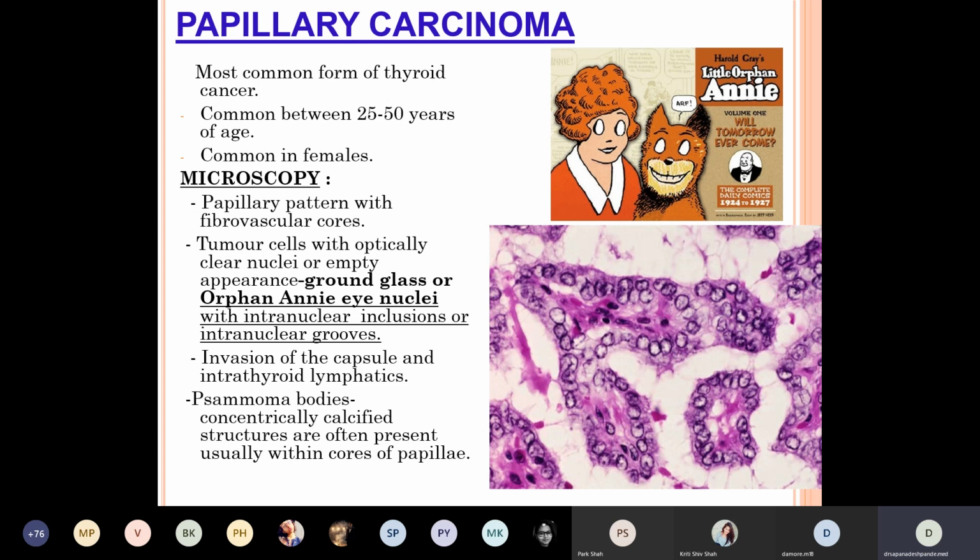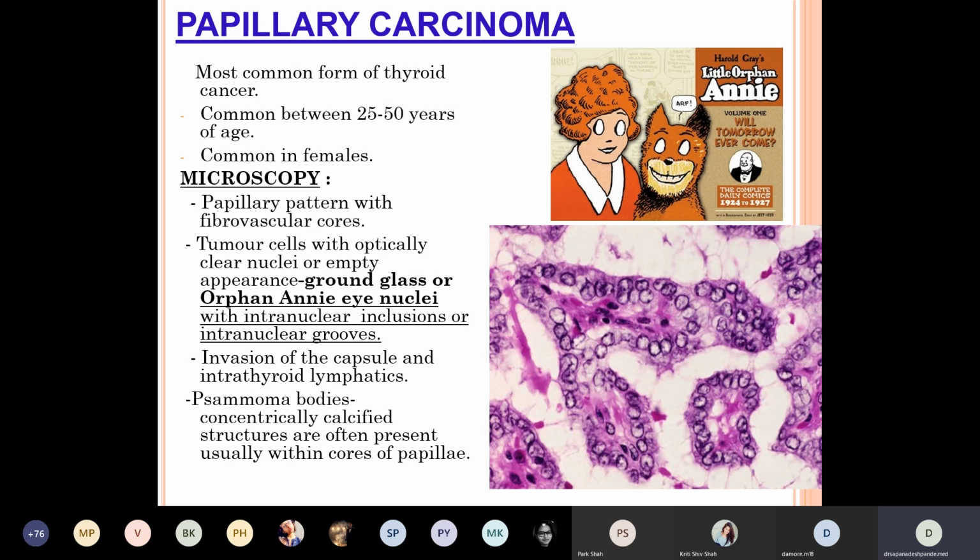What is the microscopy? A papillary pattern with a fibrovascular core. What is a fibrovascular core? Inside that papilla, you should be able to see collagen fibers and vessels. Now the papillae are lined by tumor cells. How are the tumor cells? Tumor cells will have optically clear nuclei, or an empty appearance. You can see only the margin of the nucleus is visible, and inside there is nothing. That is called an empty-looking nucleus, or ground glass appearance, or Orphan Annie eye nuclei.